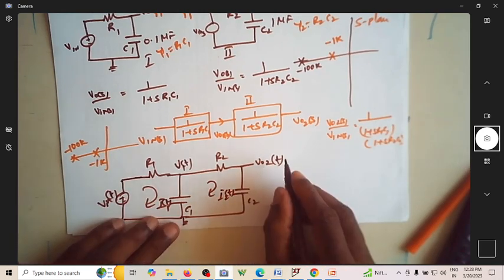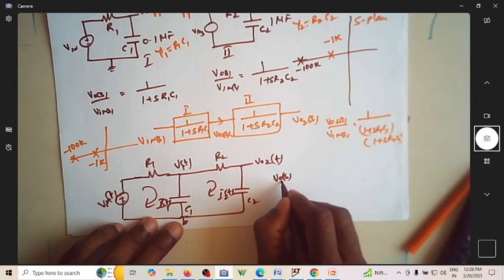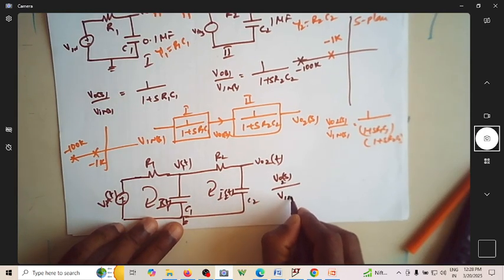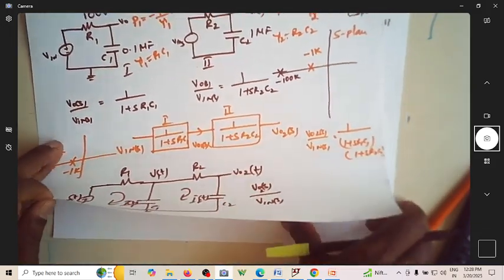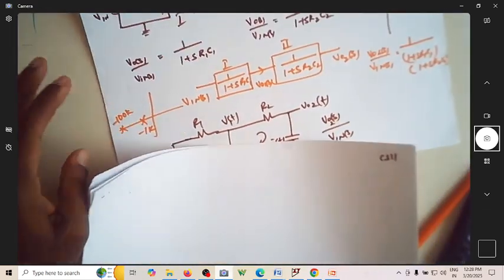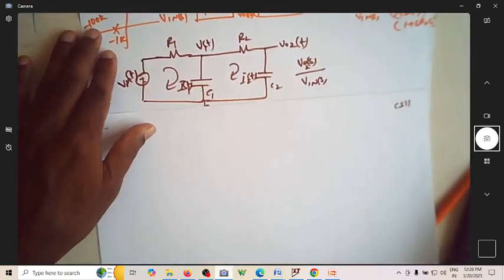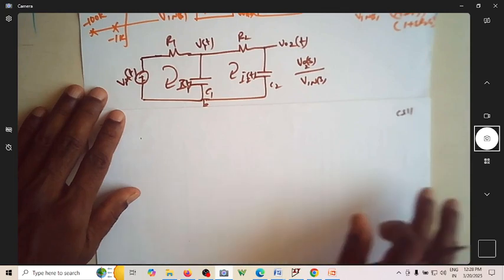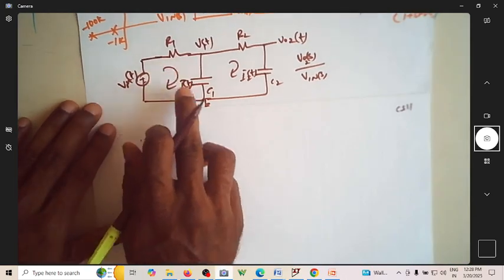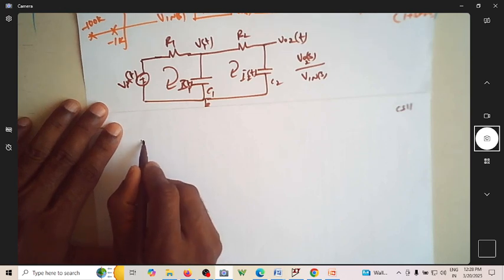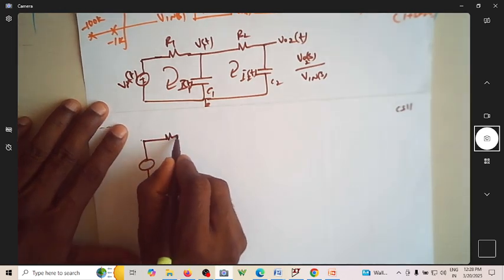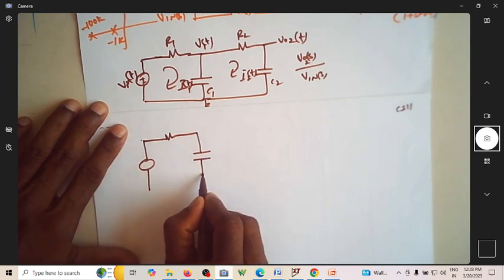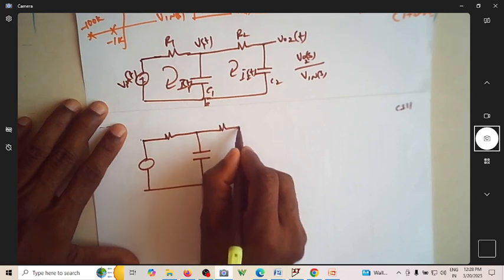I want to find V naught 2 of S by V in of S, exactly the way I found it before. So we know how to find the transfer function of this cascaded system. I will do that. Let me replace all capacitors and input voltage and currents by their Laplace equivalents. So this is what I have.